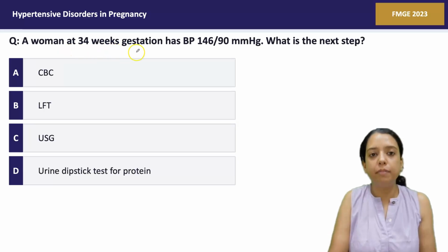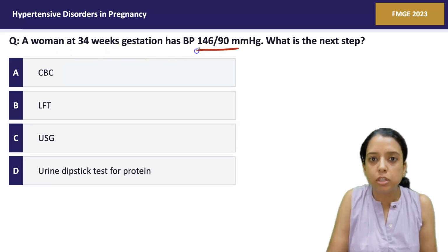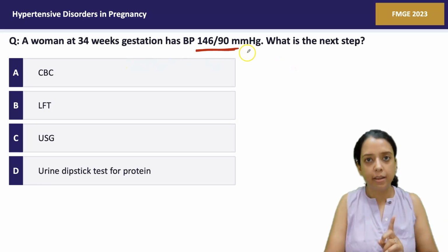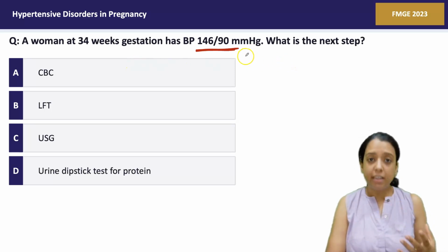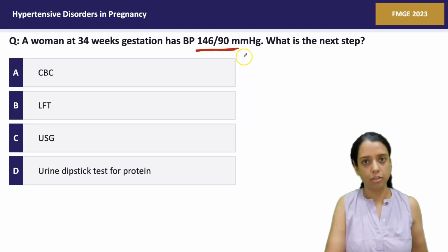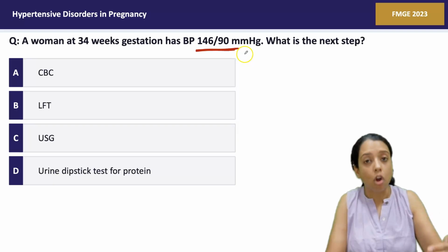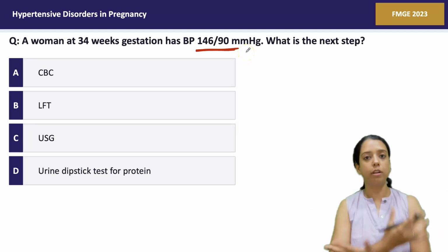A woman at 34 weeks of gestation, BP is this much. What is next? 34 weeks, BP is high. What do I want to do? I want to know whether she has preeclampsia or gestational hypertension. Preeclampsia is a severe condition. Gestational hypertension is not. Preeclampsia is multi-organ.